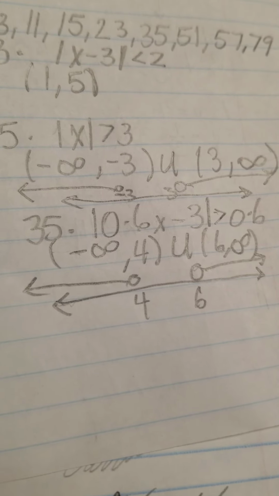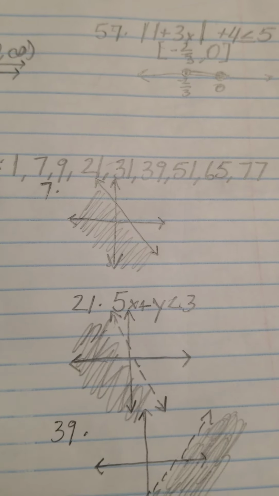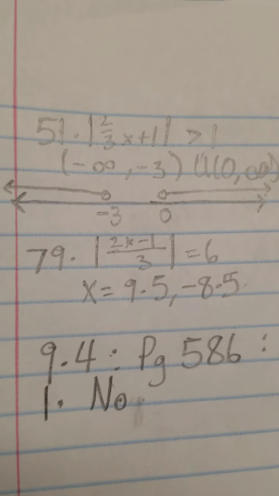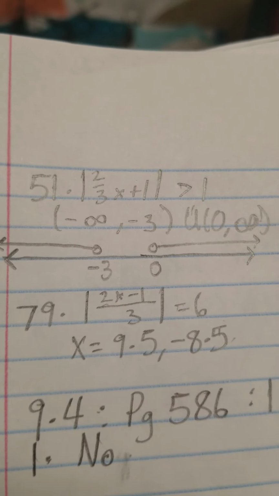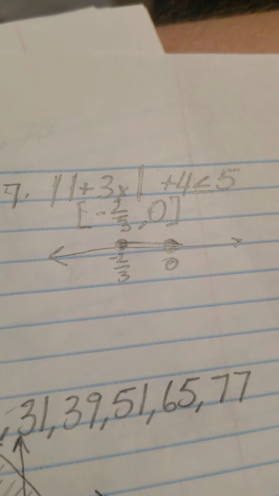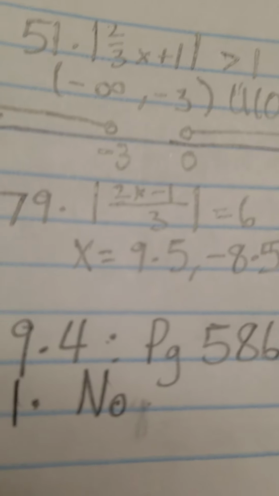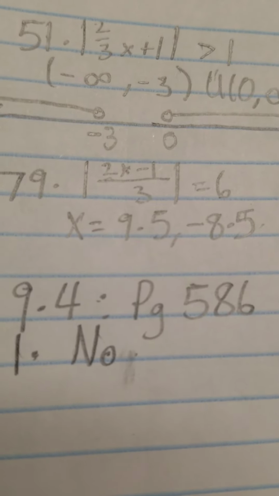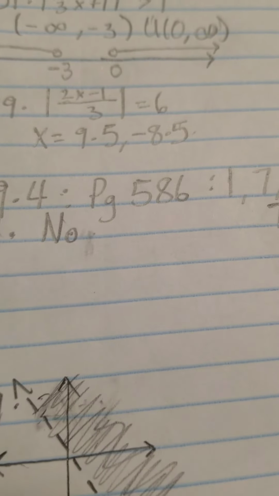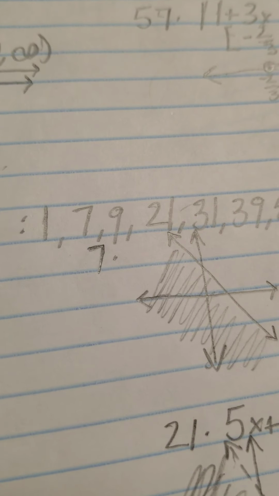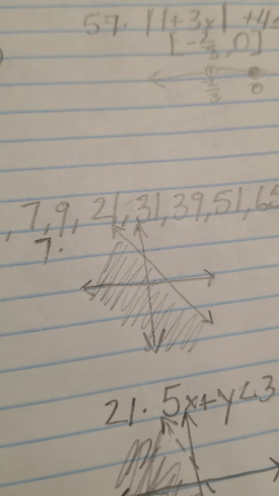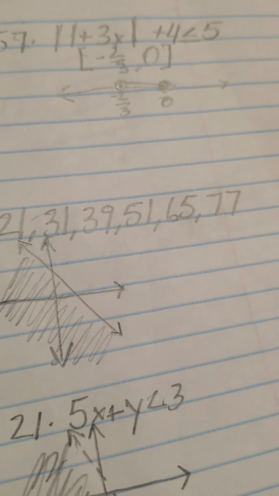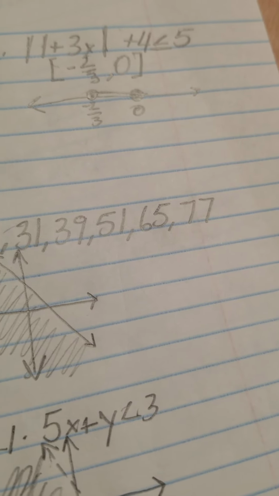35. And there's 51. 57. 79. Then we go to 9.4, which is 586. It's 1, 7, 9, 21, 31, 39, 51, 65, and 77.